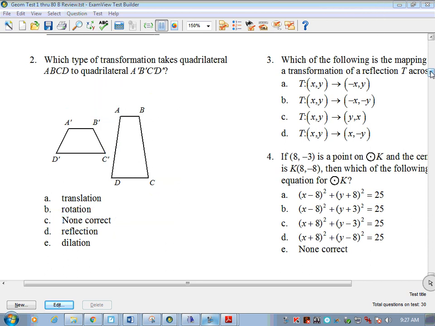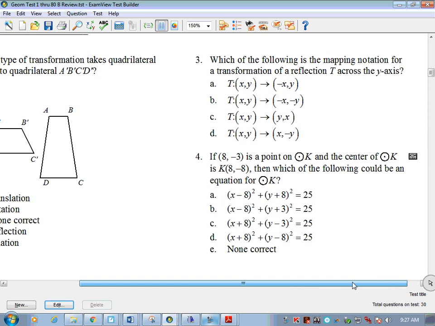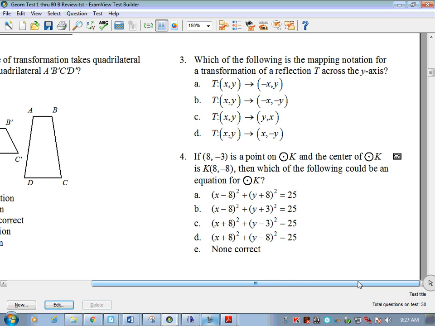All right. Let's come across to number 3. Which of the following is the mapping notation for a transformation of a reflection of T across the y-axis? So in a question like this, I would start off with an xy coordinate plane. We got y, we got x, correct? All right, let's say I have point T. We're going to say that that's coordinate 1, 1. If I reflect that across the y-axis, what are the coordinates of T prime?